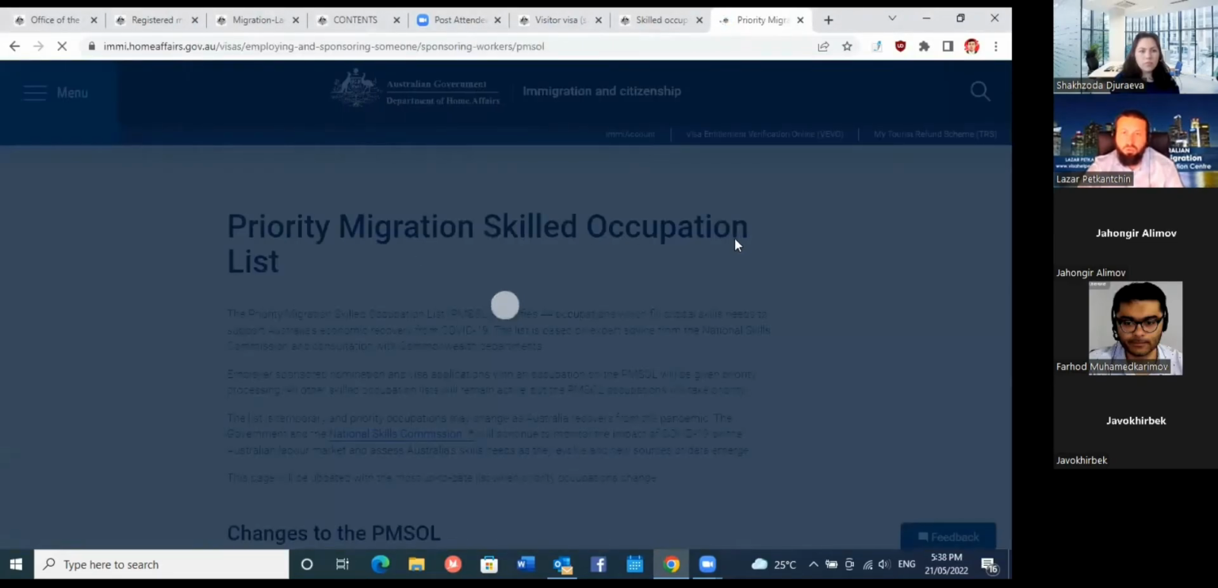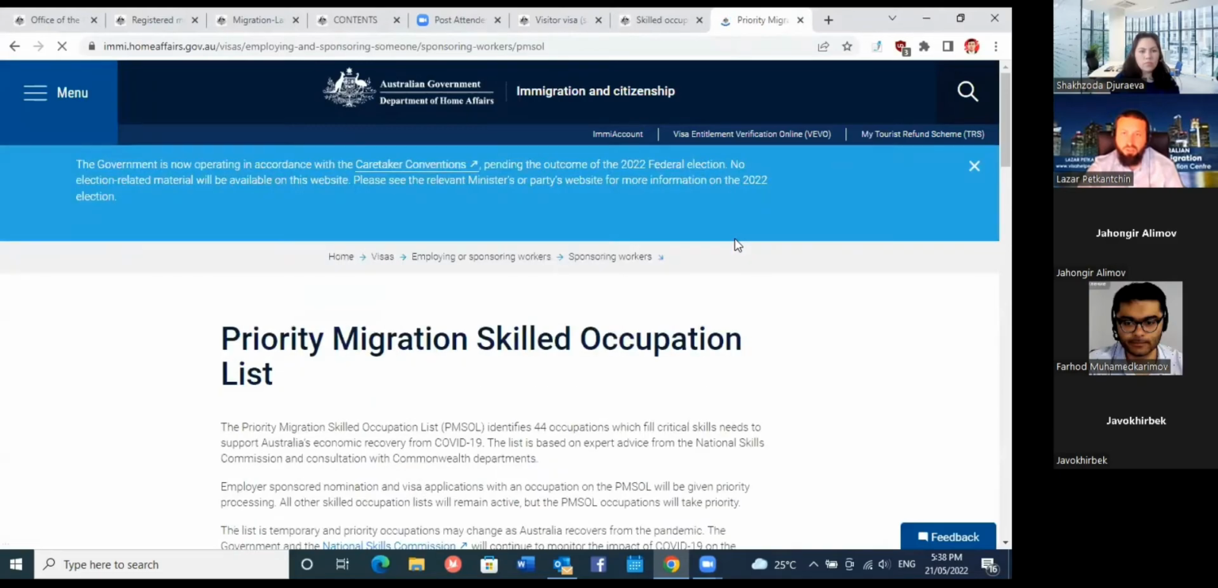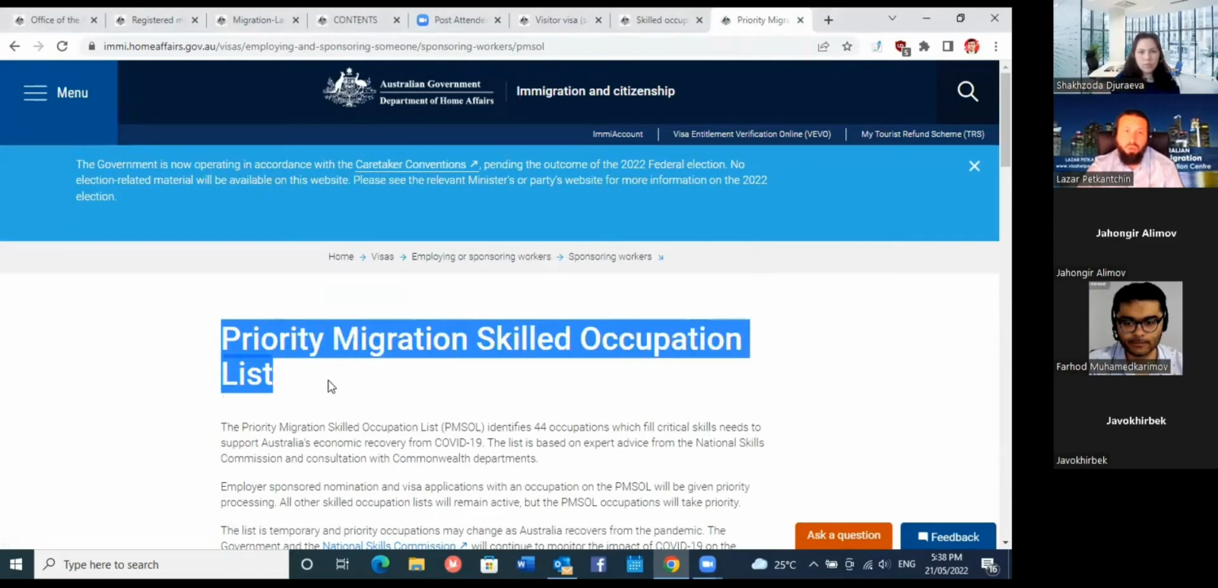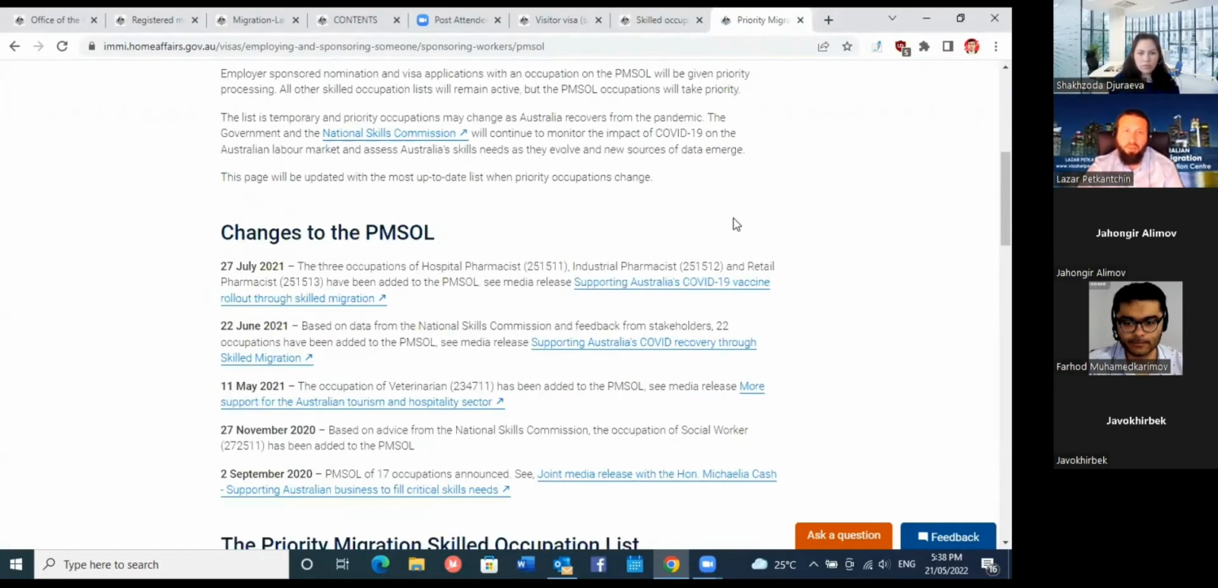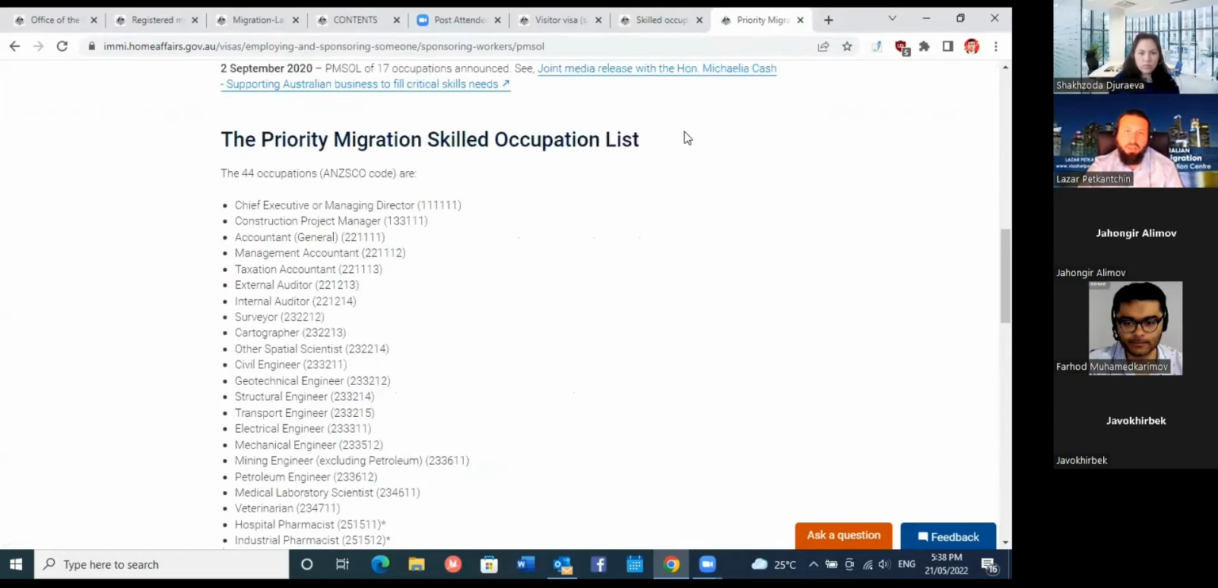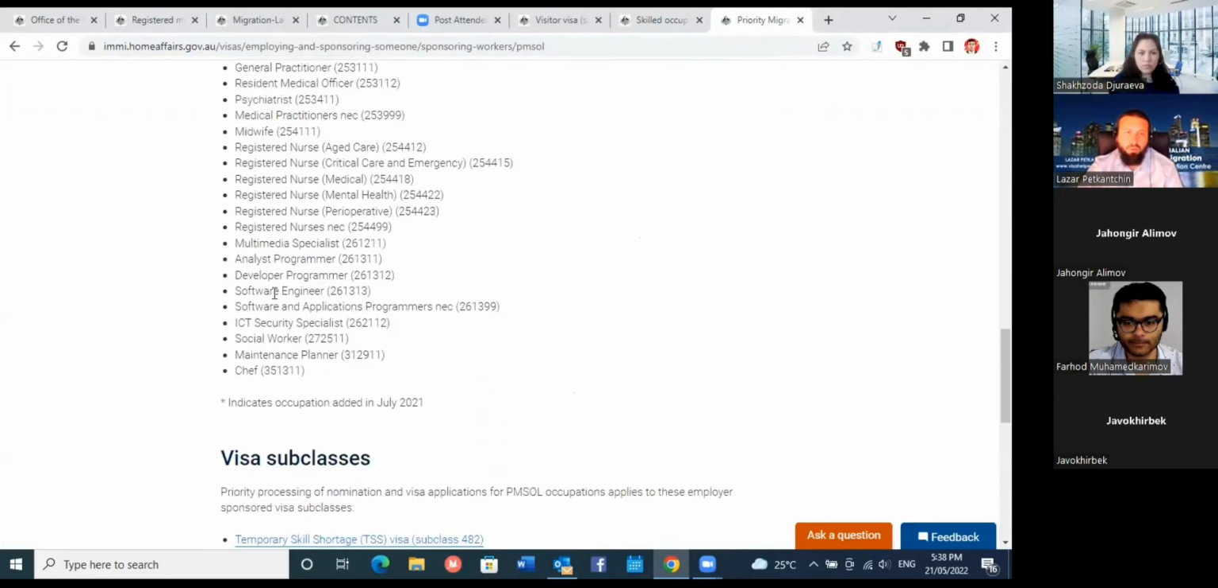Now, this list was created by the Australian government specifically to help improve the Australian economy after COVID, because Australia was closed off for 2 years, right? And the priority list has a number of occupations. When we scroll down, software engineer and software applications programmer and developer programmer, analyst programmer are all very similar professions, okay? But all of them are in this priority list, right?